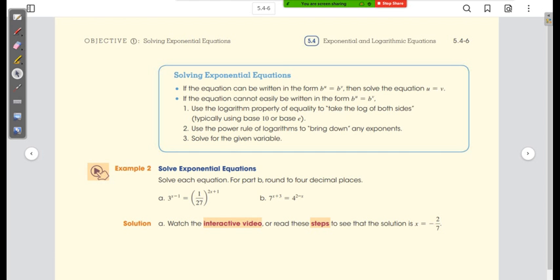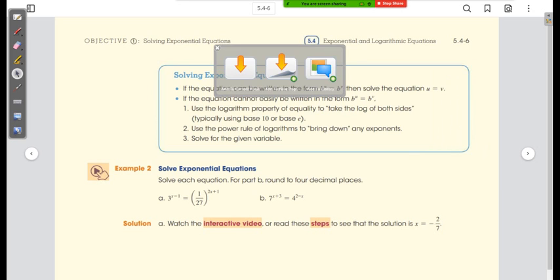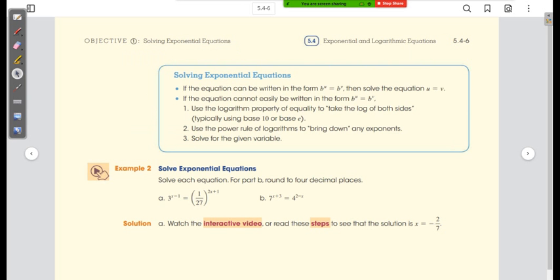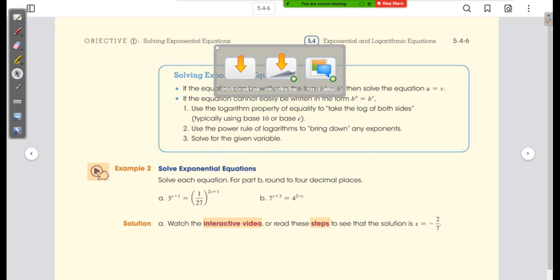Ooh, this one looks juicy. All right, I think we should probably give this one its own page. Okay. Again, let's read it. So if the equation can be written in the form b raised to the u is equal to b raised to the v, then we solve u is equal to v. Easy peasy, right? If the equation cannot be written easily in that form, then we're going to have to use the logarithm property. Okay, well that's easy. I mean, we knew that, right? Thanks for that brain buster there.